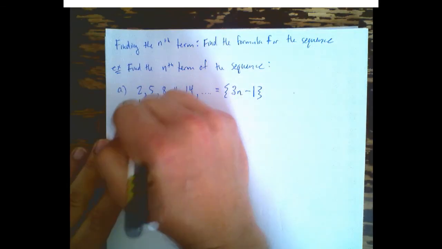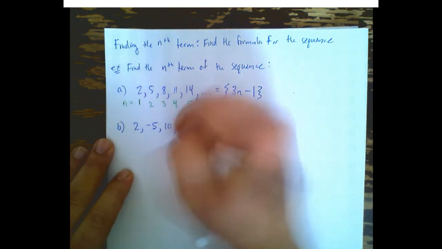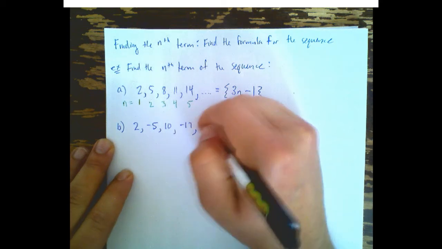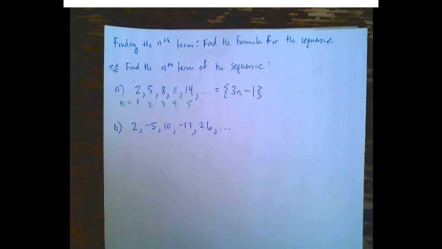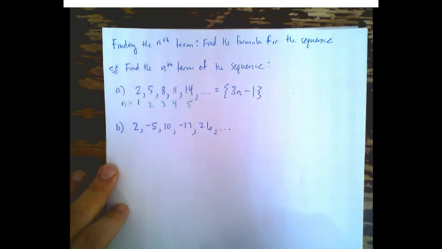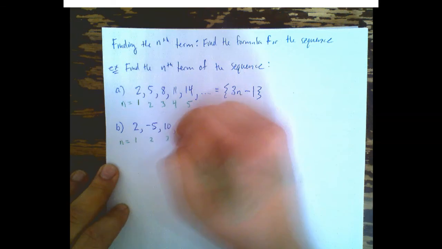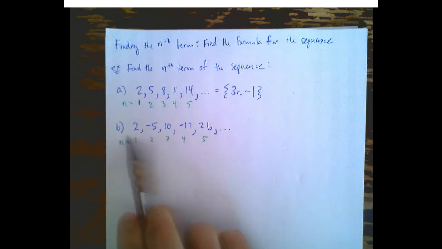All right, so let's look at this one. 2, negative 5, 10, negative 17, 26. Okay. So let's do the same kind of thing. Here we can see we have some sign alternation. So 1, 2, 3, 4, and 5. All right, so let's see what we can do.